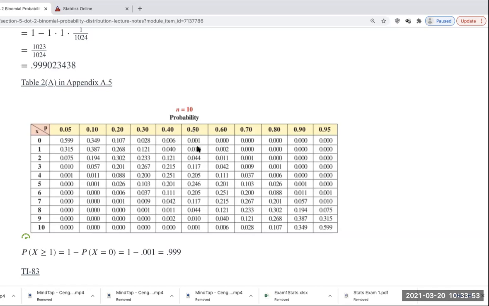I want to find the probability of having at least one. So I'd add up all these to get my answer. Or, well, since I know that the total area under this is 1, instead of adding up from 1 and above, I can just do 1 minus this amount. And so the probability x is greater than or equal to 1 is 1 minus 0.001, so 0.999. Very similar to what we got here.